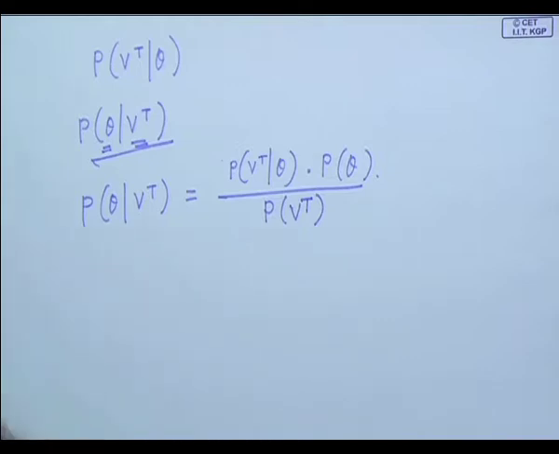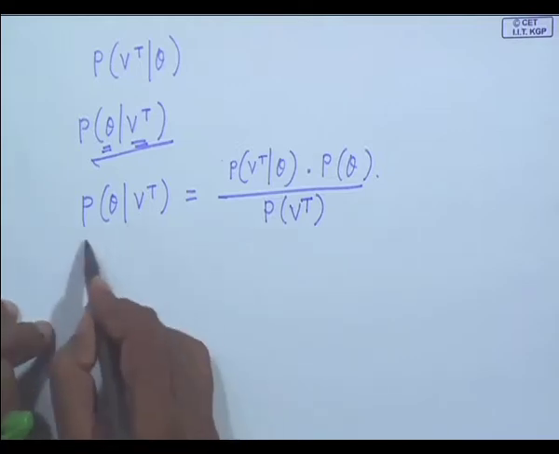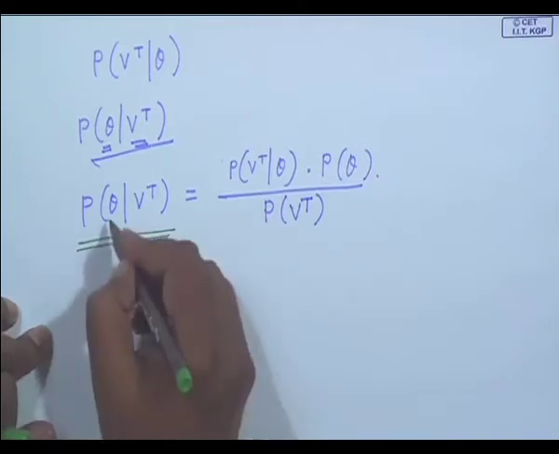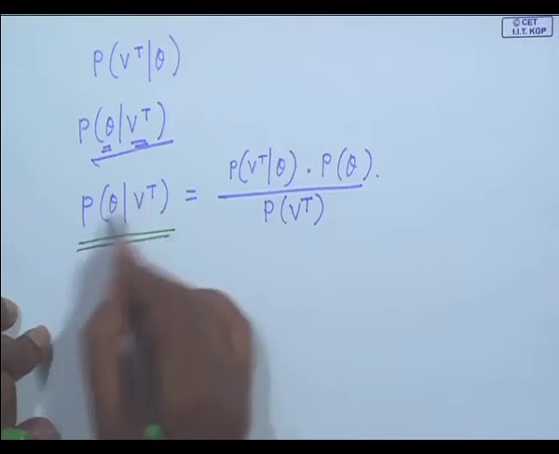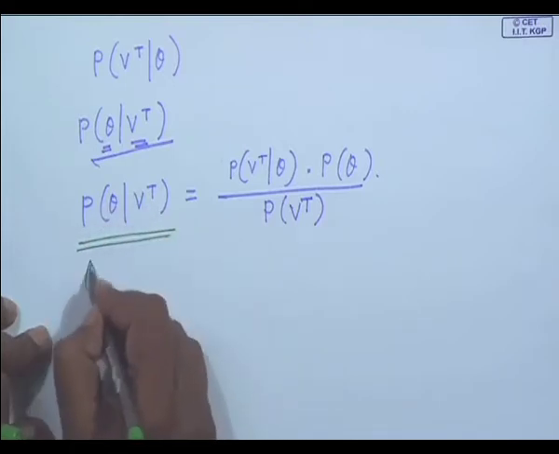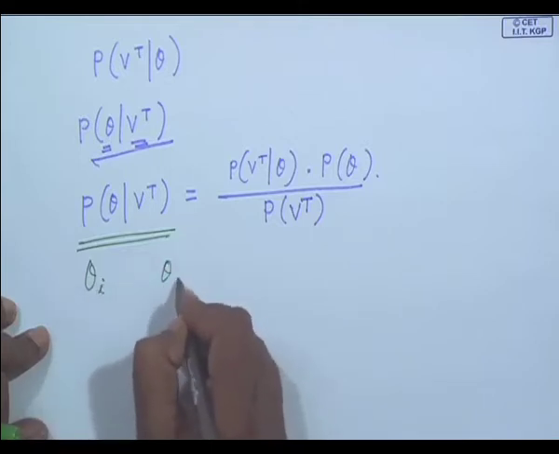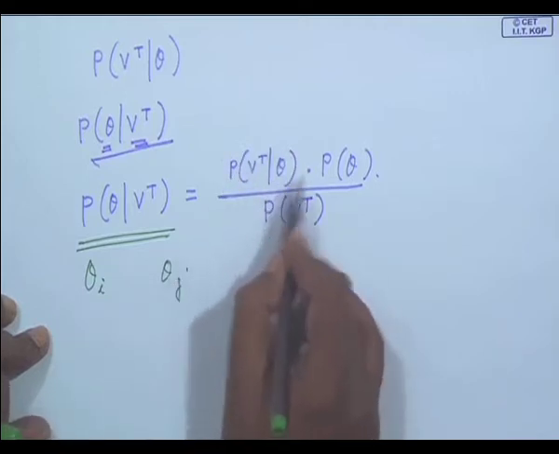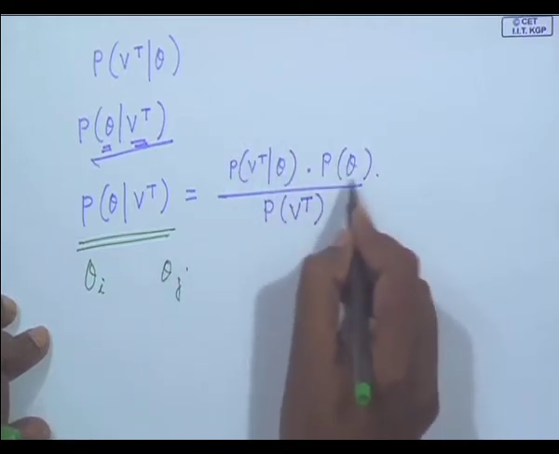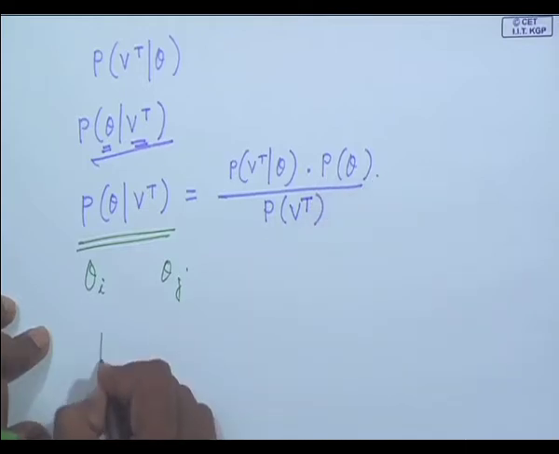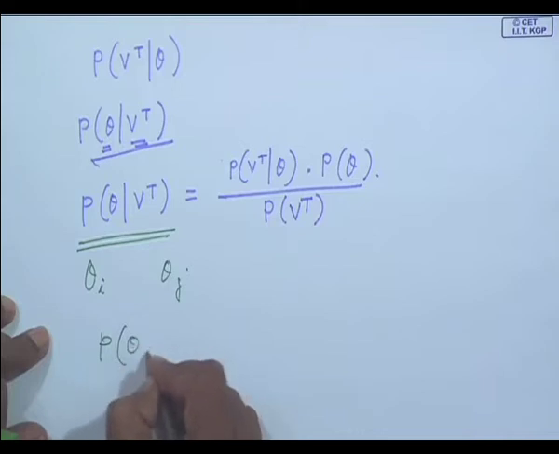And once we have this quantity P of theta given V t, I can use it for classification. So, if I have two models, one model theta i and the other model theta j, I can compute this term for theta i and this term for theta j. I can compute P of theta i and P of theta j, which are the a priori probabilities, and then I have the a posteriori probability P of theta i given V t.